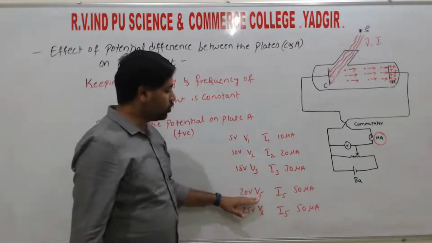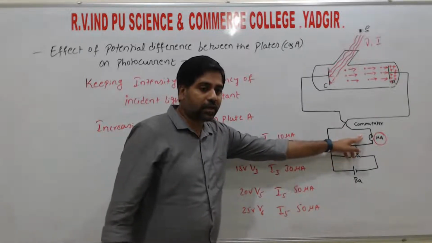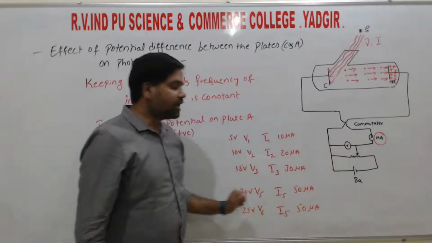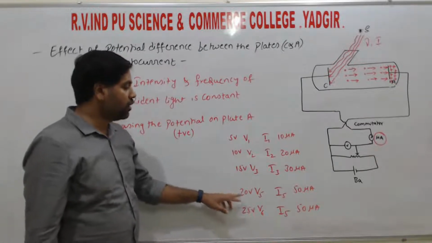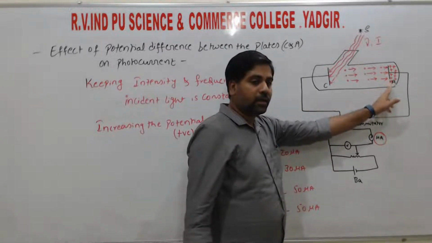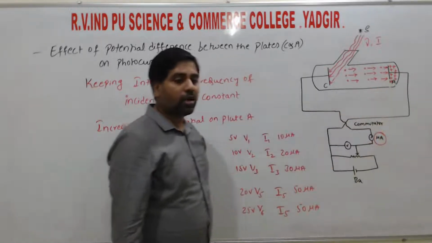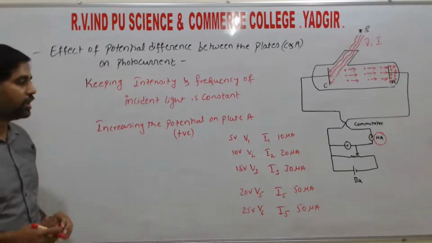For a particular voltage, we get the maximum photocurrent in the circuit. So that we call saturation current, right? The maximum current for a particular voltage on the plate A. That current we call the saturation current.